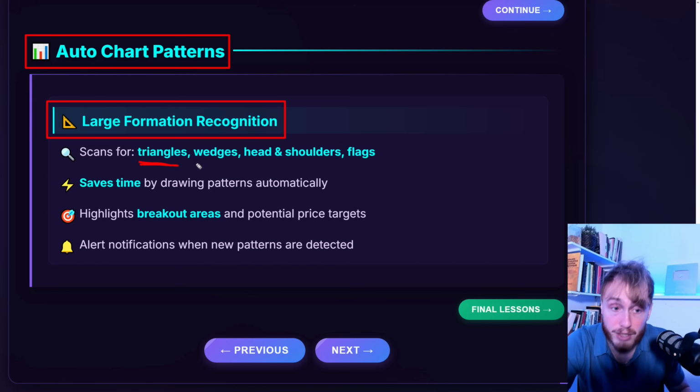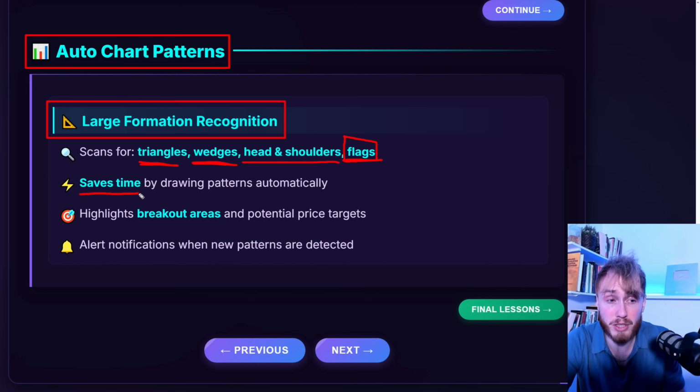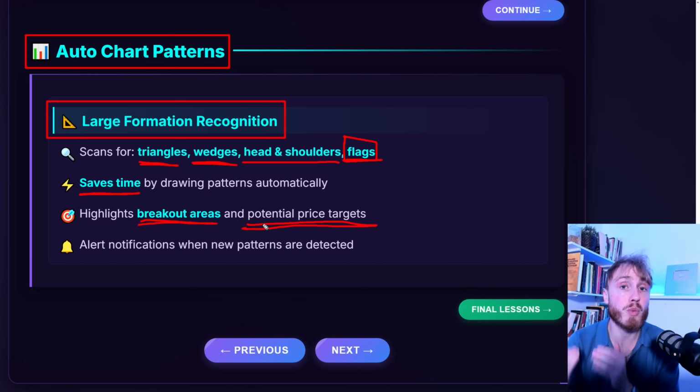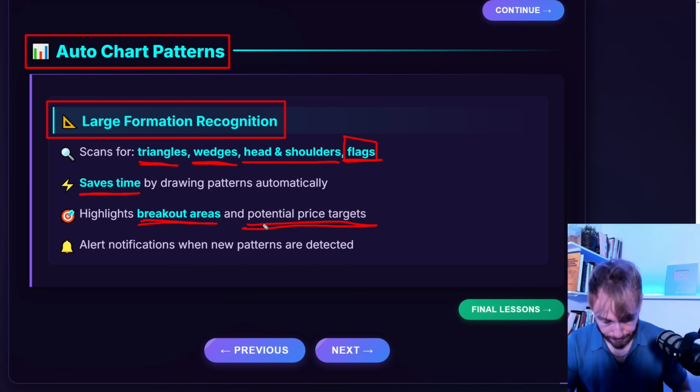Like for example, triangles, wedges, head and shoulders and flags. One of my personal favorite chart patterns is the flag pattern. And this indicator can be very helpful because it can help you save time by finding the patterns automatically. And what it also does is that it actually highlights both breakout areas, and it also gives you automatic price targets for where you can lock in profit.